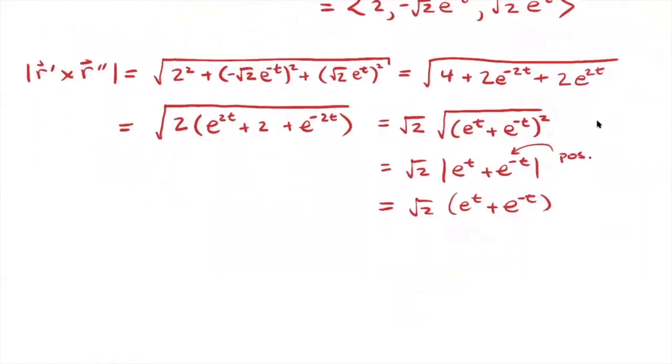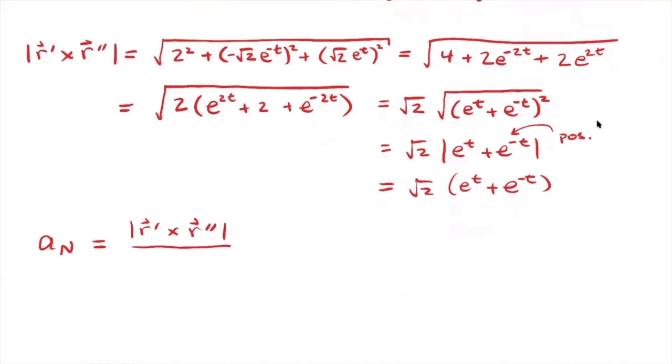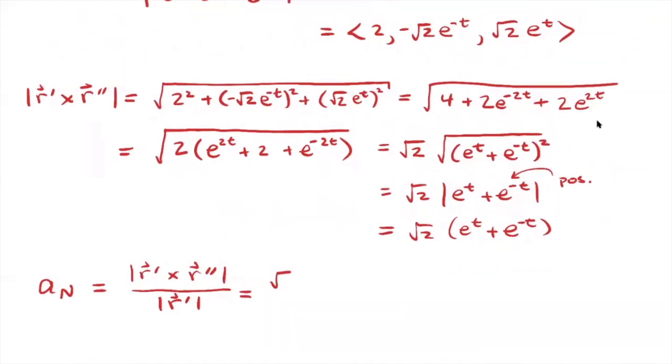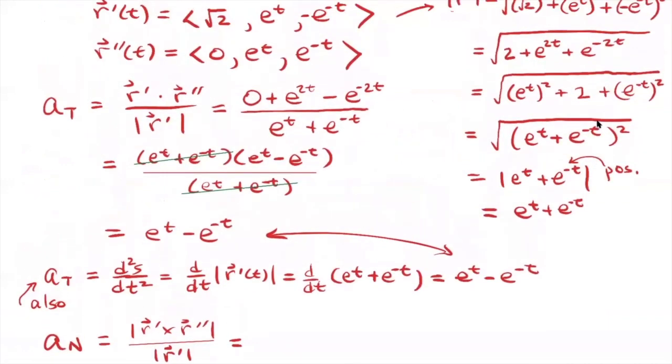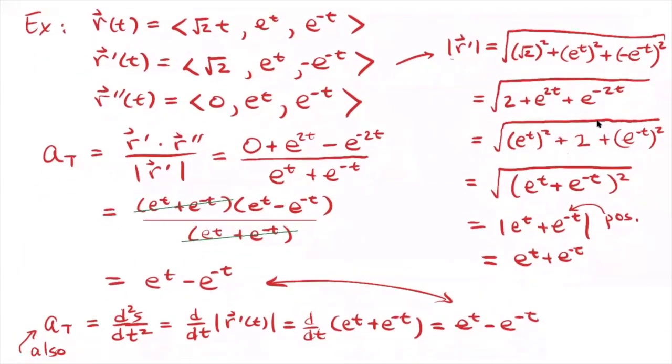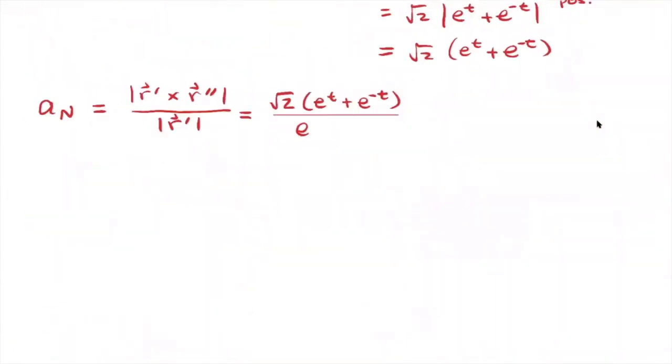And finally, we can finish by saying that the formula is the magnitude of r prime cross r double prime over the magnitude of r prime. Just to back up, we got root 2 times e to the t plus e to the negative t, over the magnitude of r prime, which is way up here, and it was e to the t plus e to the negative t. Of course, that simplifies to just root 2.